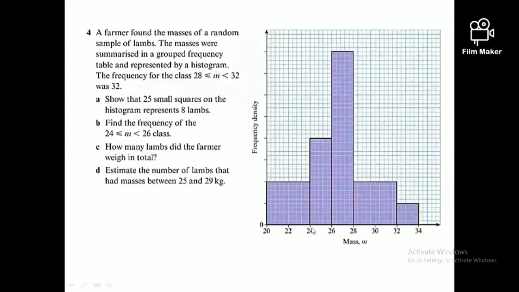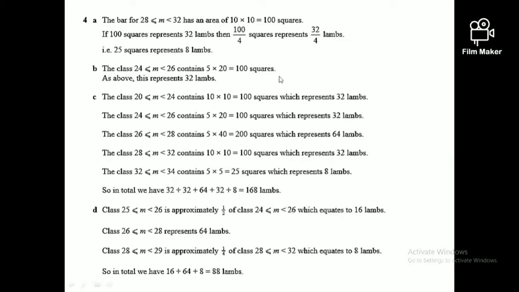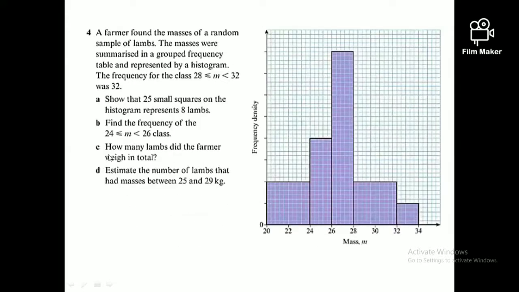Let's see whether this is correct. This is 5, and here there are 20 squares. You just count over here, you can say 20. If there are 100 squares, then we know the frequency. 100 squares is how much? 100 squares represent 32. We already knew from the previous section. So the value over here should be 32 lamps, right? Okay. Let's go to part C.